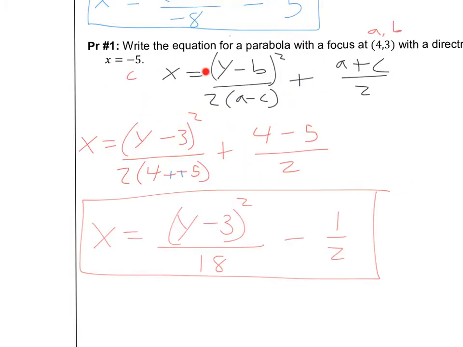Okay, so again, I wrote out the equation like I said, and then from there I just plugged in my a, my b, and my c, and plugged it all in, and then I just simplified, and I got (y minus 3) squared over 18 minus 1/2, where the +3 really, and the -1/2 would be your h and your k, or your vertex. Pretty easy once you have the formulas.